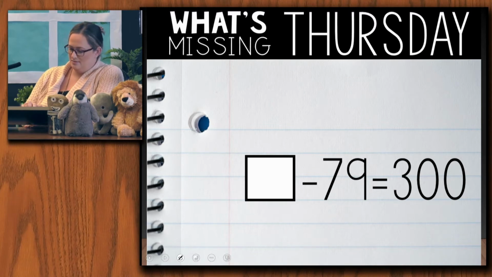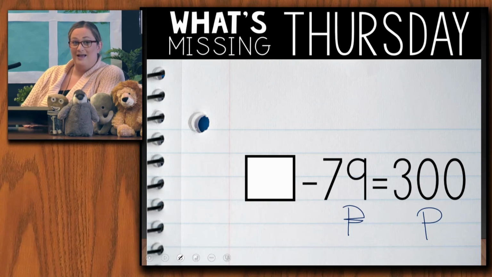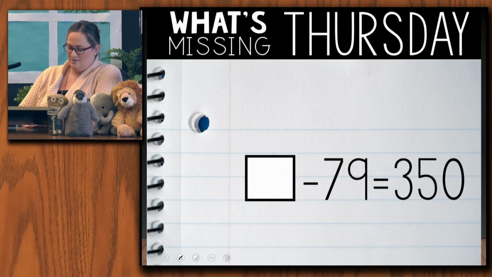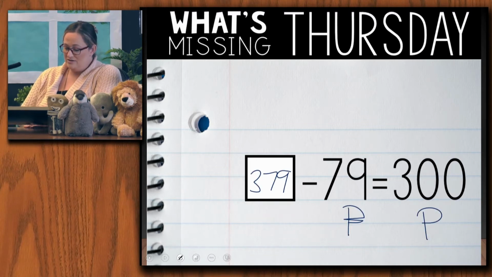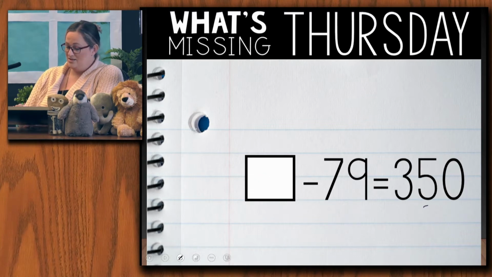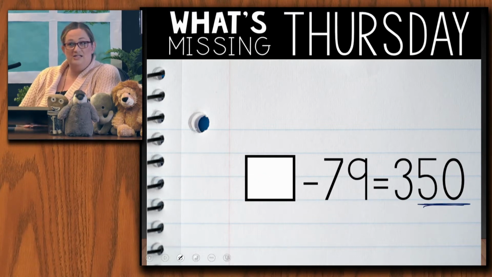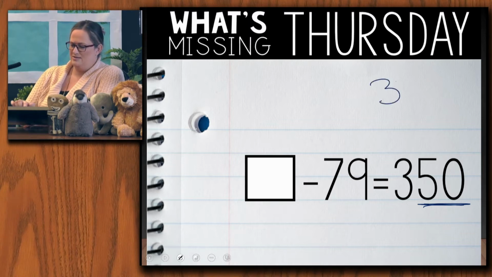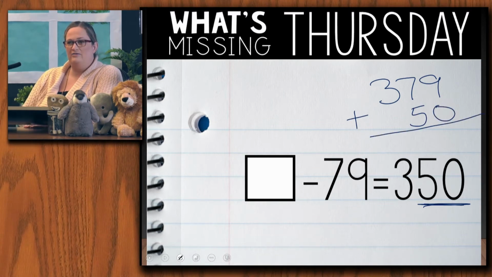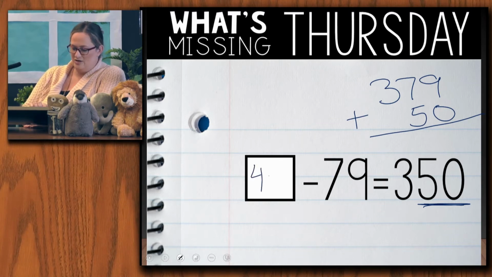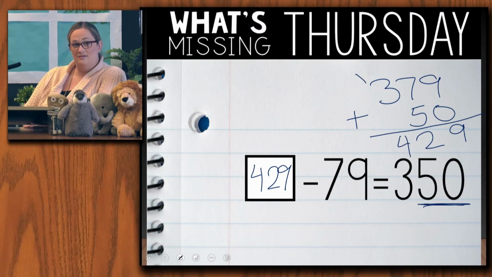All right, next problem. Oh, this one's easy. We have a part and a part. What's my whole? Yeah, 379. Okay. So if it's 379 here, and this is changing by 50, we just need to put 50 more. So what's 379 plus 50? Well, what's 7 plus 5? 12. What's 70 plus 50? 120. So it would be 429. Yes, 429. Do you see? Very good.